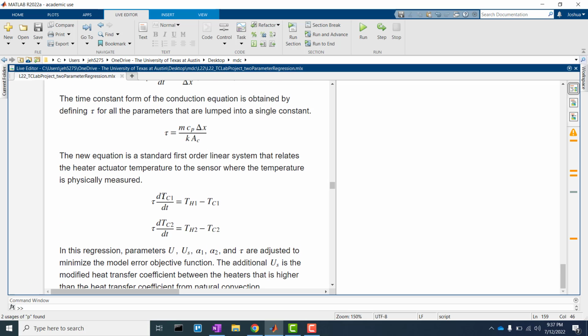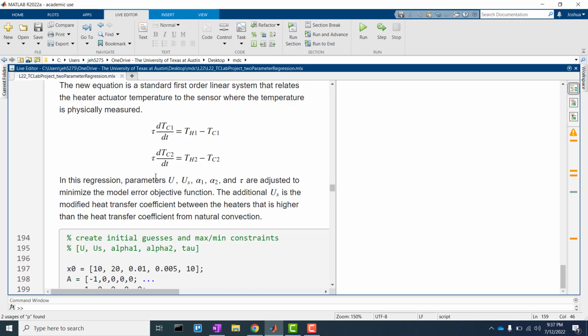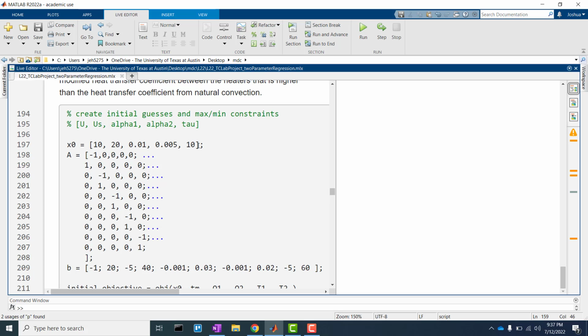So tau is equal to the difference between the heater 1, the change in temperature of our sensor only depends, we're assuming, on the temperature of its heater and the temperature of itself, so the difference between the two. In essence, we're just assuming that there's convection and conduction, mainly conduction between the two. We'll go ahead and look at it.